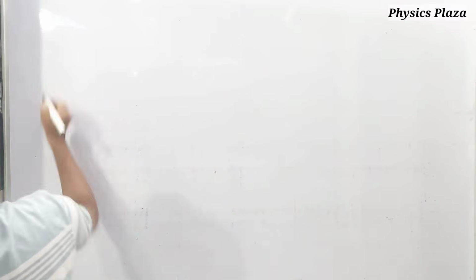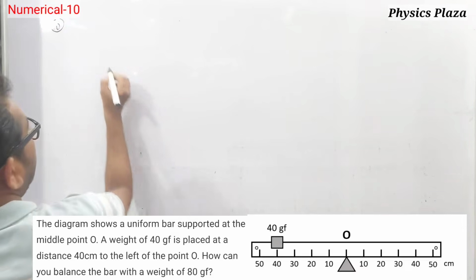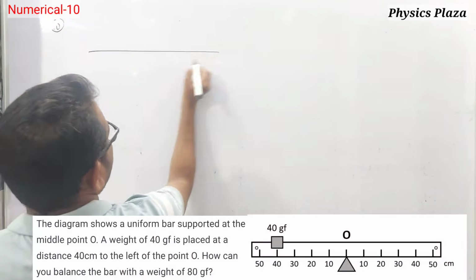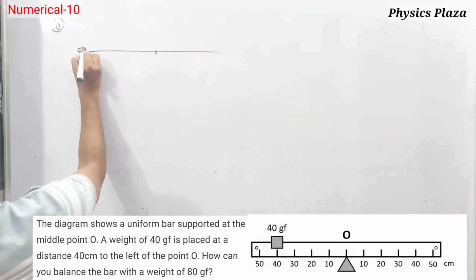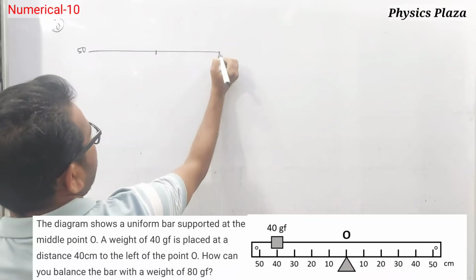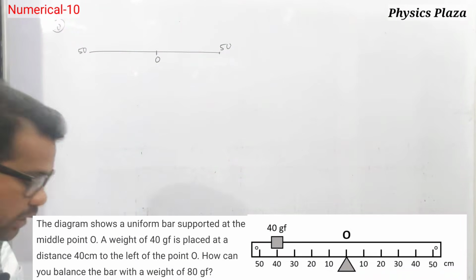So children, here as per numerical 10, what is given? It's already a uniform meter rule that is given. So this is the pivot point. So on the left side it is 50, and on the right it is a 50 mark. So this is 0, 50, 50. So that is 1 meter only.